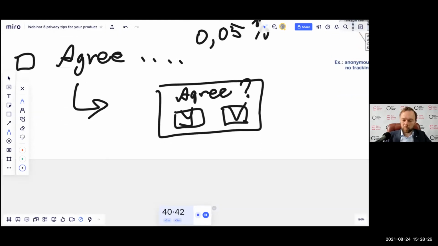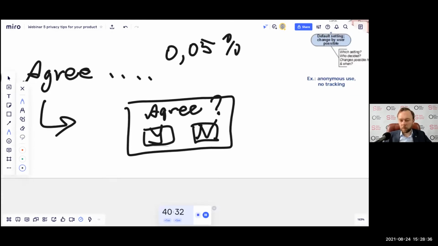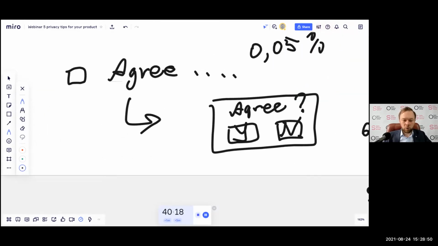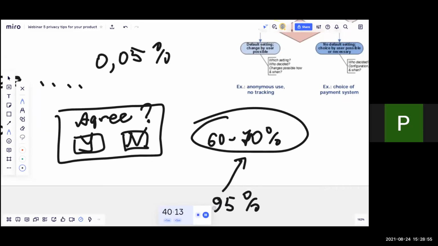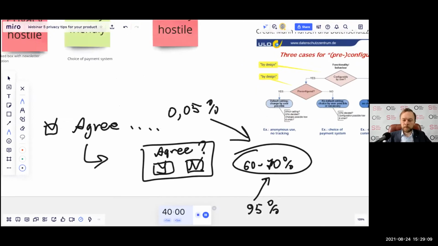But in case of a yes or no question, when you ask and require the user to make this decision, you might well be getting around 60 or 70% conversion. It's not 95% like you would have if you pre-ticked this box, but it's way better than 0.5% of the users who chose to subscribe to your newsletter. So this is my second tip.